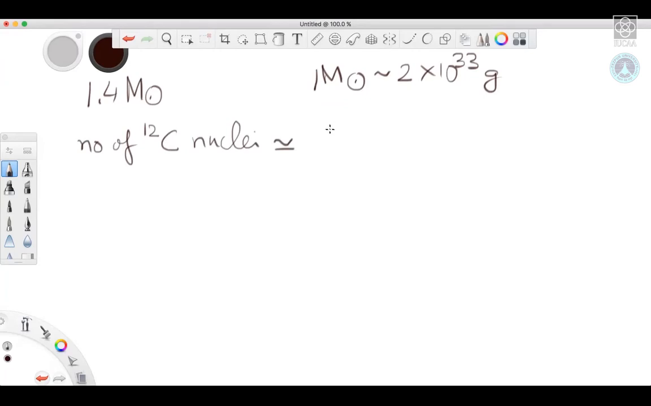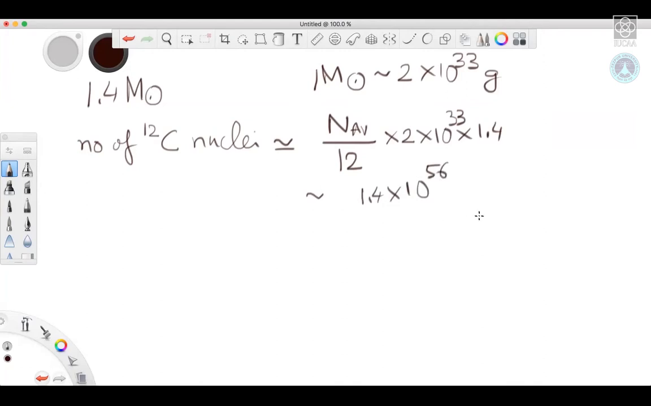Let's say Avogadro's number. I can take Avogadro's number divided by 12 AMU. That will give me the number of nuclei in 1 gram, and then I multiply by the total mass in grams, which is 1.4 solar masses. I have done this. This is of the order of 1.4 times 10 to the power 56. So that's the number of carbon nuclei.